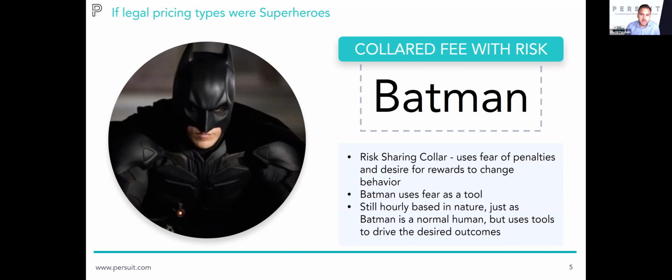So it's still hourly billing in nature, just like Batman is a normal human, but he uses tools to drive the desired outcomes. So that's why we thought we'd compare him to Batman.